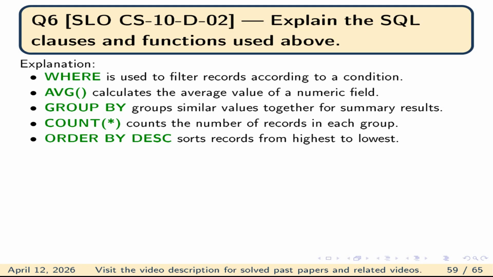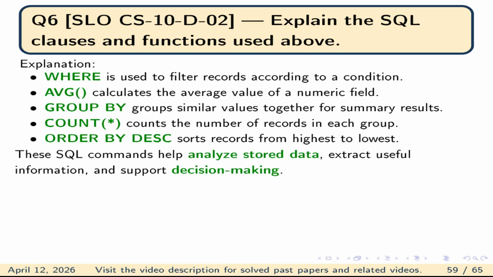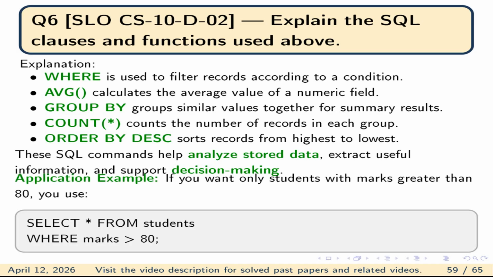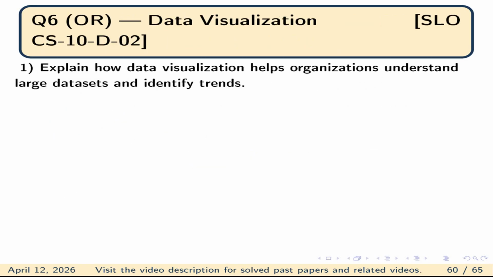Order by descending sorts records from highest to lowest. These SQL commands help analyze, store data, extract useful information, and support decision making. Application example: if you want only students with marks greater than 80, you use select asterisk from students where marks greater than 80.